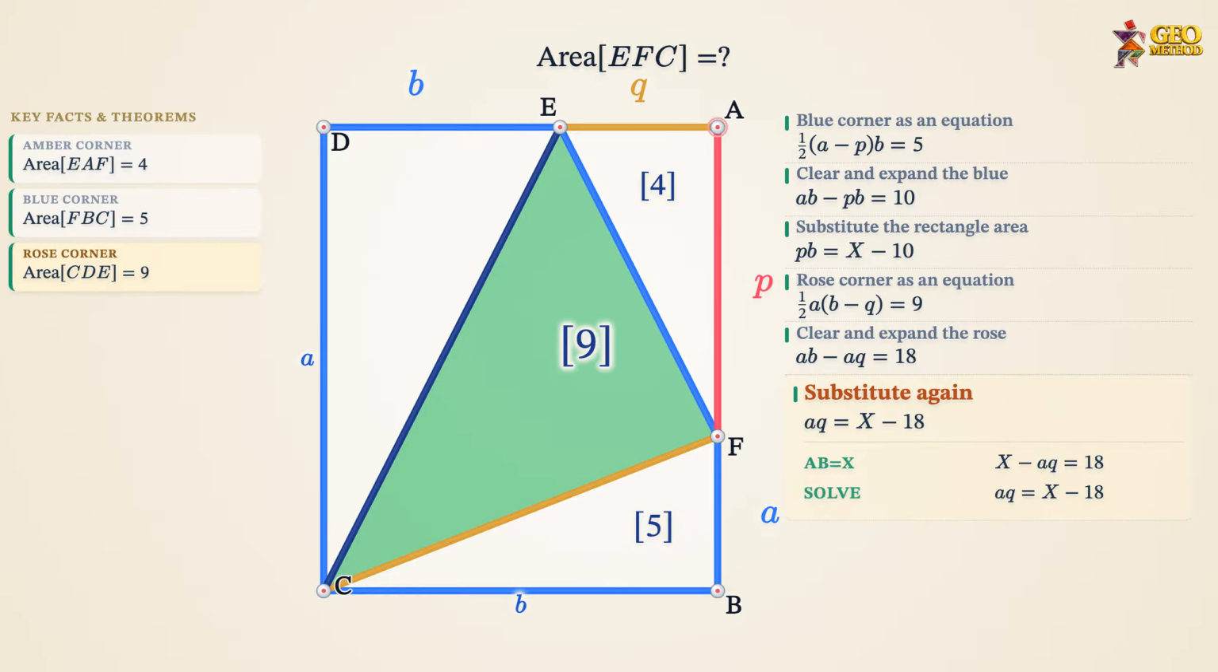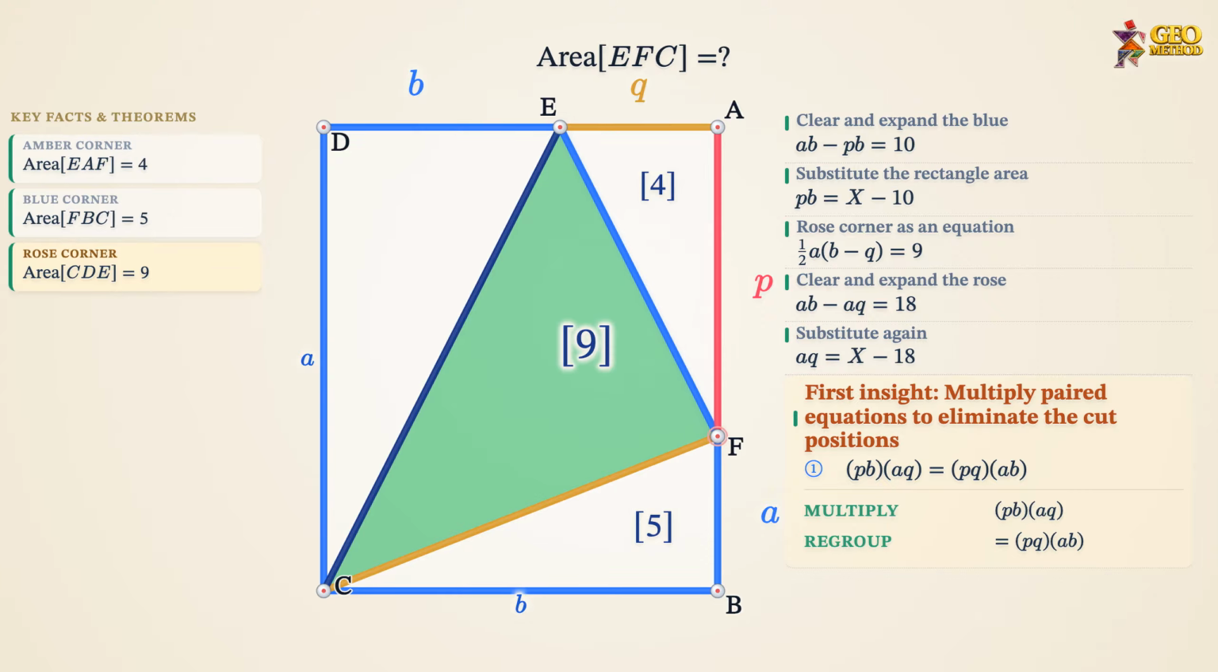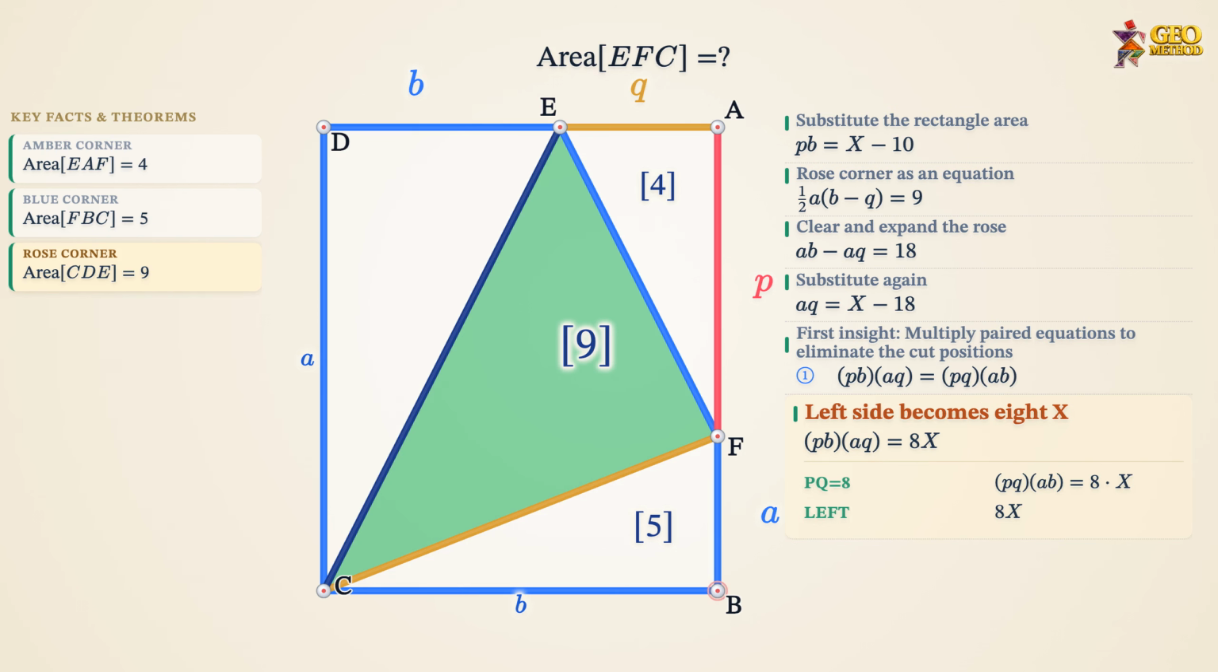Now we hold three tidy facts. PQ is 8, PB is X minus 10, and AQ is X minus 18. Our first insight is this: multiply paired equations to eliminate the cut positions. Now substitute what we know. The product PQ is 8, and AB is X, so the left side is simply 8 times X. The unknowns P, Q, A, and B have collapsed into one term.